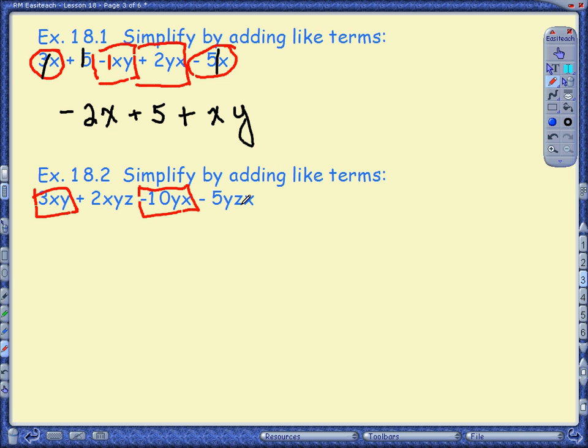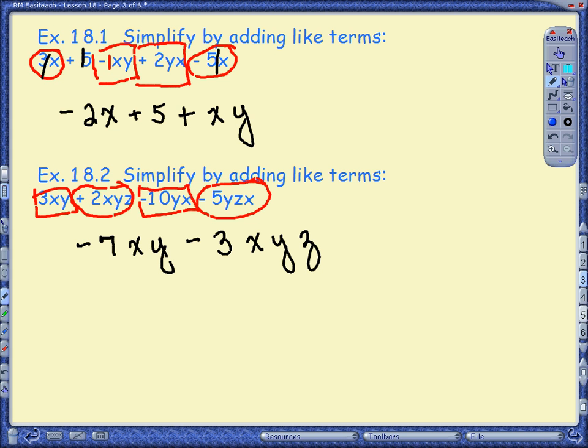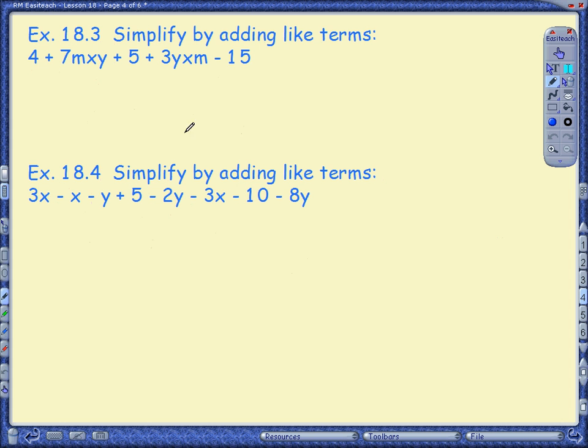xyz, this has an xy and a z, all raised to the first. So I'll circle these two. Those also are like terms. And then I'm going to add. So I'm going to have 3xy minus 10yx is negative 7xy, and 2xyz plus a negative 5yzx. I add the numerical coefficients, and I get negative 3xyz. I like to put my answers in alphabetical order of the variables.